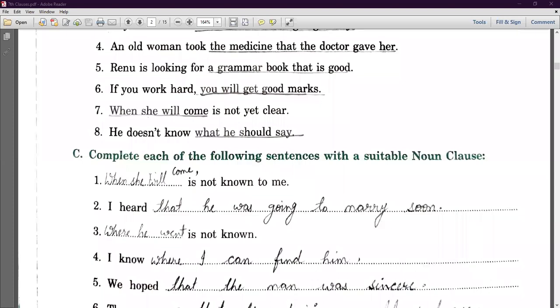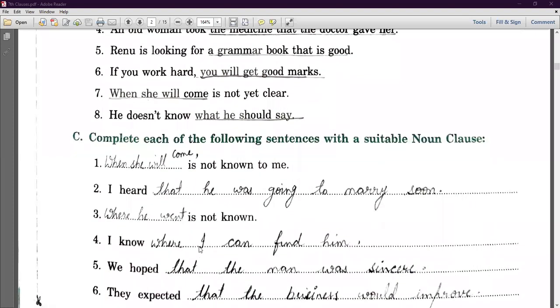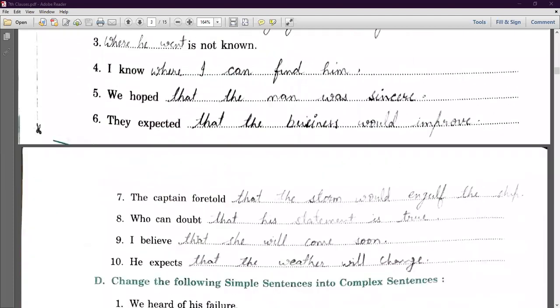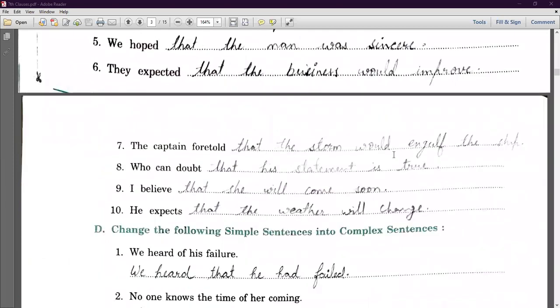Come now, the next exercise says you have to add a suitable noun clause. When she will come is not known to me. I heard that he was going to marry soon. Where he went is not known. I know where I can find him. We hope that the man was sincere. They expected that the business would improve. The captain foretold that the storm would engulf the ship. Who can doubt that his statement is true? I believe that she will come soon. He expects that the weather will change.